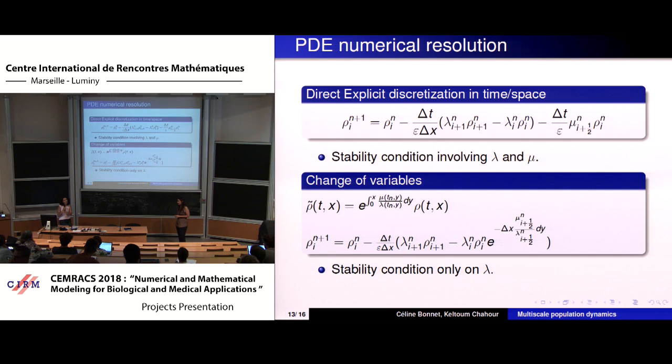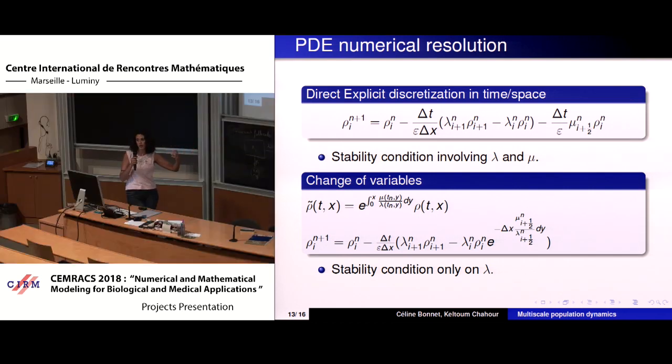So we couldn't take epsilon very small because it involves a very huge number of time steps, and we can see that the code is running for a long time. It was not feasible with our resources and with the time we have in CEMRACS.